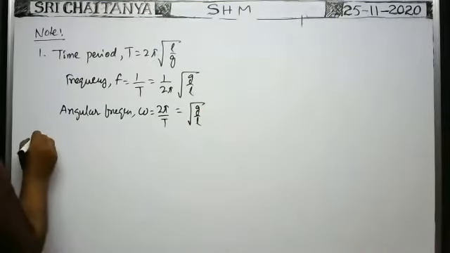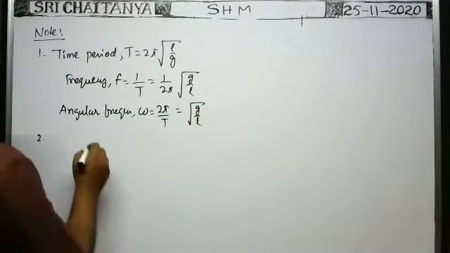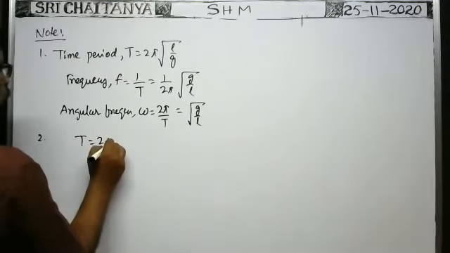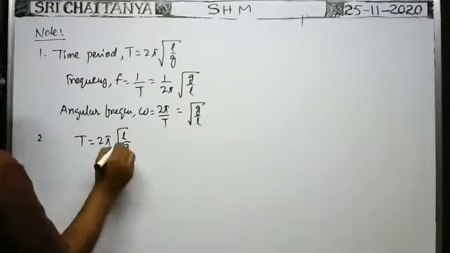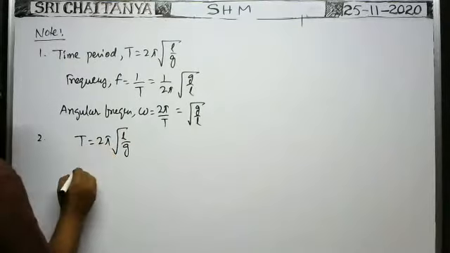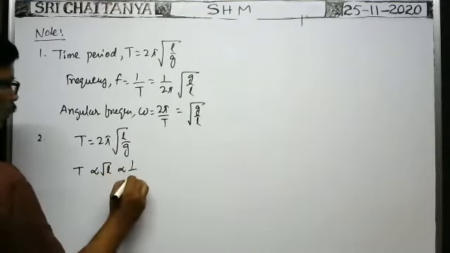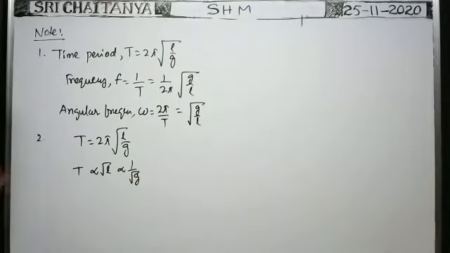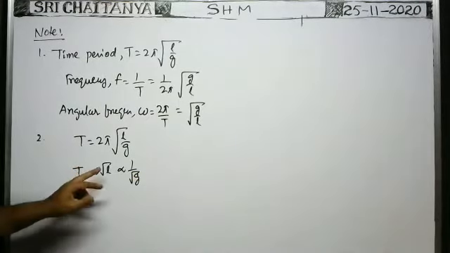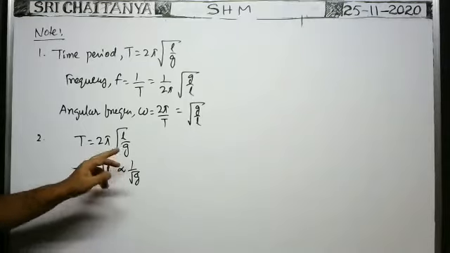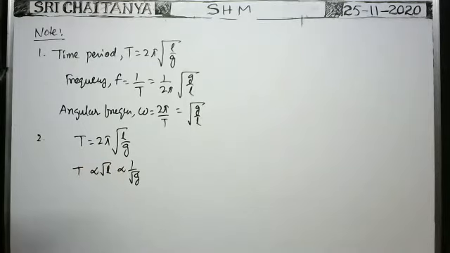Okay. Now, from the formula time period T is equal to 2 pi root L by g, 2 pi is constant. So time period is proportional to root L and inversely proportional to root g. That means time period of the simple pendulum is directly proportional to root L and inversely proportional to root g. It is the relation between time period.